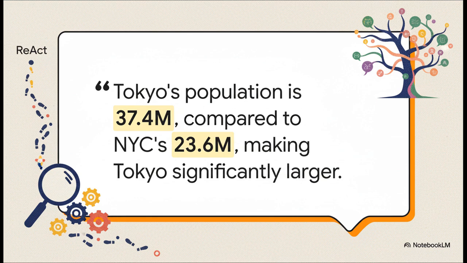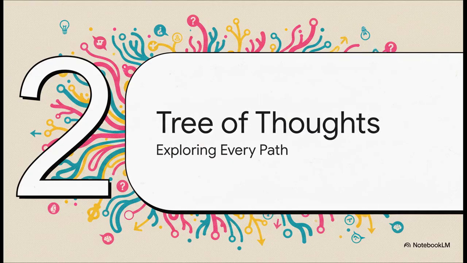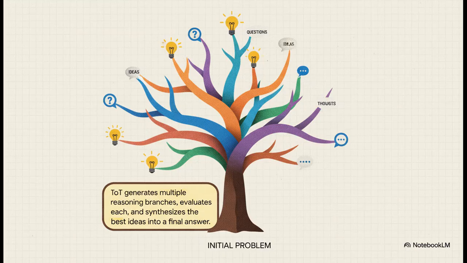Pretty cool, right? But what if your problem doesn't have a single straight line to the answer? What if you need creativity or strategy? Well, for that, we need a totally different approach. So let's talk about Tree of Thoughts. Tree of Thoughts, or TOT for short, is fundamentally different. Instead of taking one step at a time, it explores multiple different ideas or branches all at the same time. You can literally imagine it creating a whole mind map of possibilities inside its head so it can evaluate all of them to find the best one.